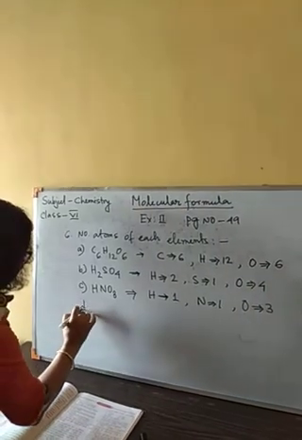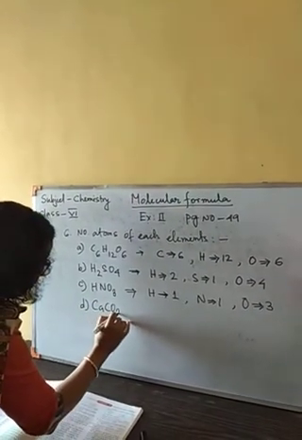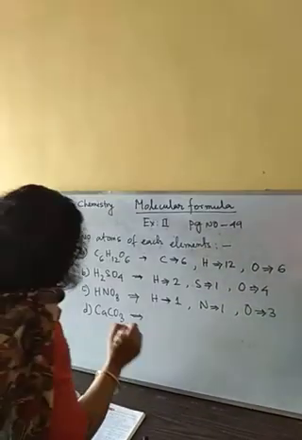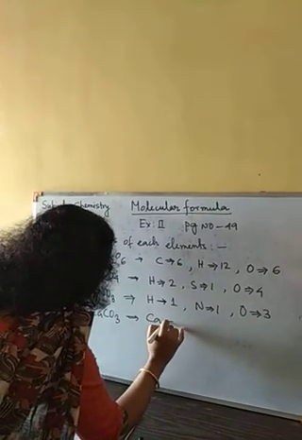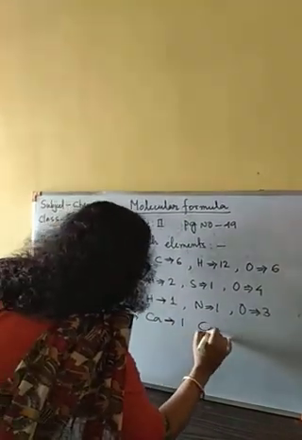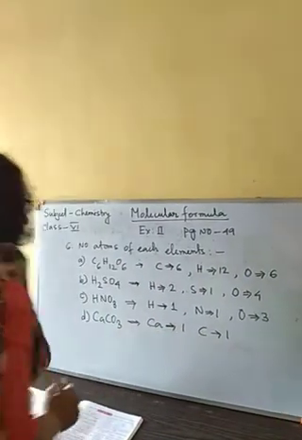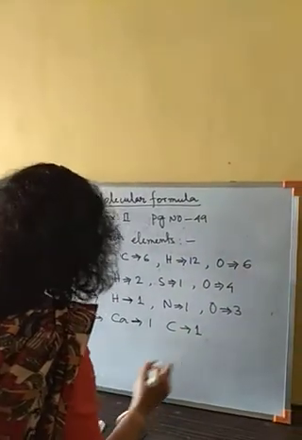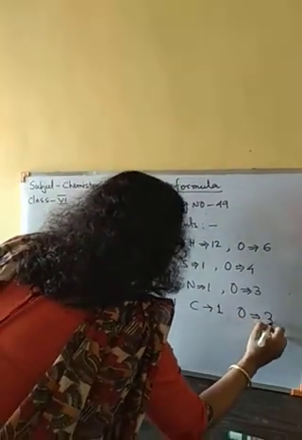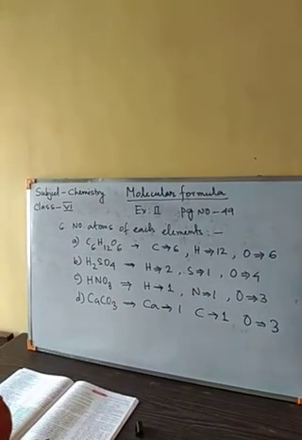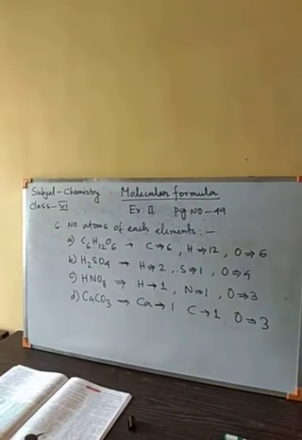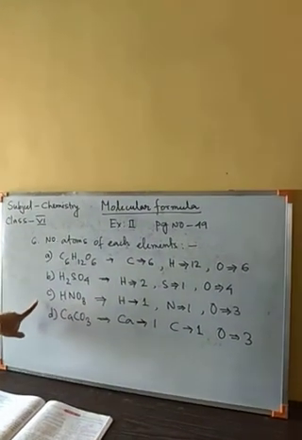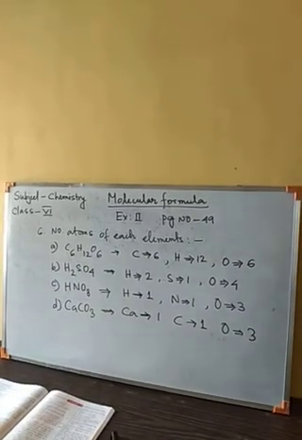Next we have calcium carbonate. This is the formula of marble or chalk. 1 atom of calcium, 1 carbon atom, and how many oxygen atoms? 3. So this is the number of atoms present in these molecules, and we also have to name these compounds. This is glucose, sulfuric acid, nitric acid, and marble or chalk, that is calcium carbonate.